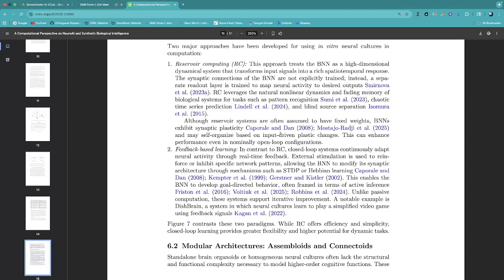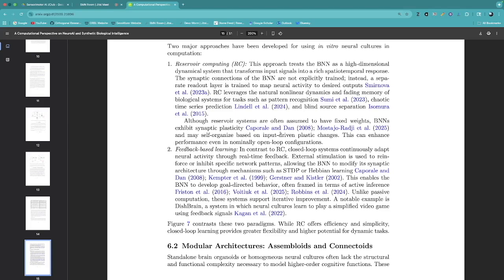And reservoir computing is very hot right now. People are able to do different types of computational things like pattern recognition, blind source separation, and time series prediction. These are problems that are interesting as benchmarks, not necessarily for doing things the way the brain does them, but reservoir systems are often assumed to have fixed weights.